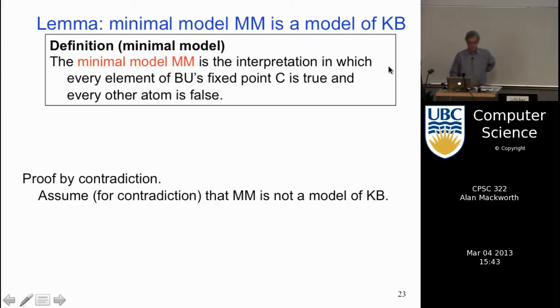Okay? So by definition, the minimal model is the interpretation in which every element of BU's fixed point C is true and every other element is false. Okay, so, I mean, this is pretty abstract stuff, but it's important. And I realize that it's not easy to grasp the first time through if you're not used to dealing with these things. So don't worry if it doesn't make sense yet. But it is in the book, and it's written out in a lot more words than I'm giving you here. The lecture will be on video. You have my slides, etc. You should go over and over and over until you finally get every theorem and you could prove it yourself.